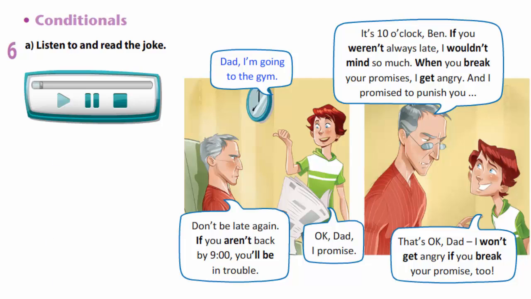Dad, I'm going to the gym. Don't be late again. If you aren't back by 9 o'clock, you'll be in trouble. Okay, Dad, I promise. It's 10 o'clock, Ben. If you weren't always late, I wouldn't mind so much. When you break your promises, I get angry, and I promise to punish you. That's okay, Dad. I won't get angry if you break your promise too.